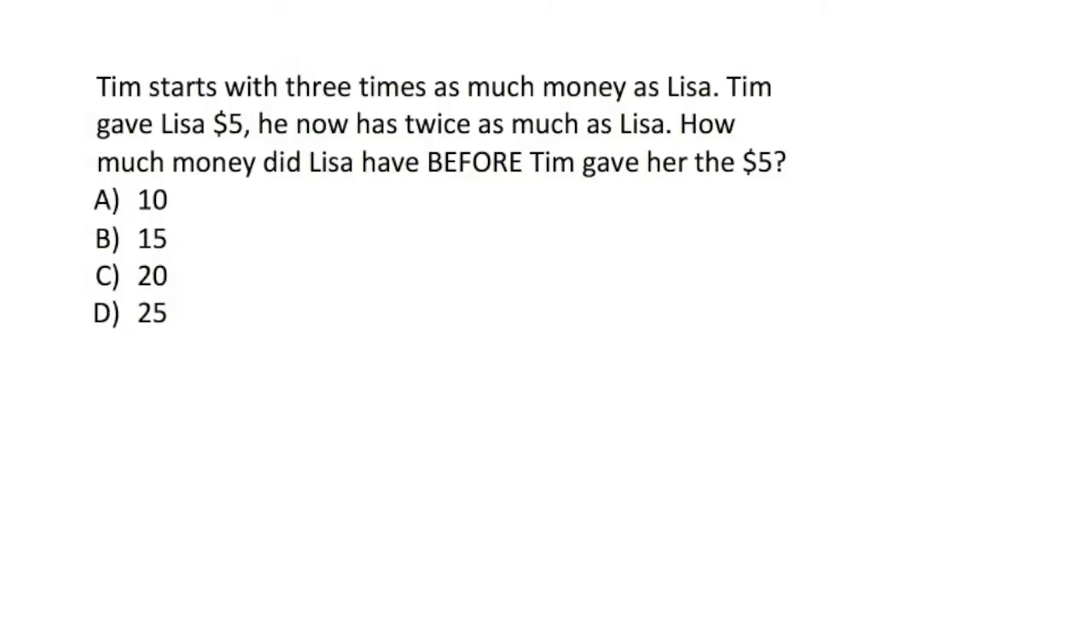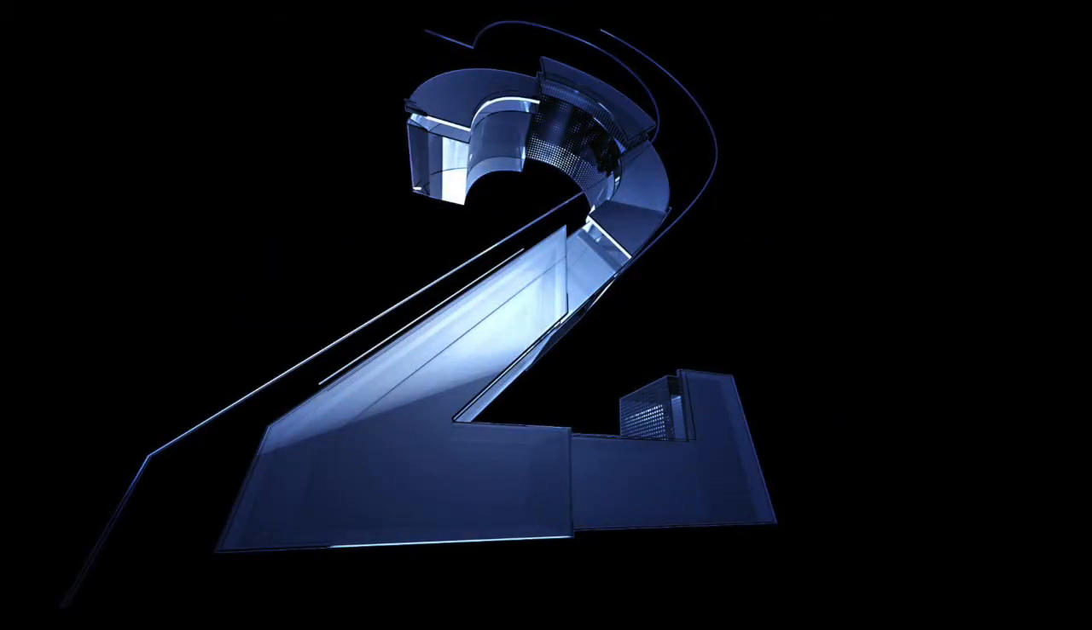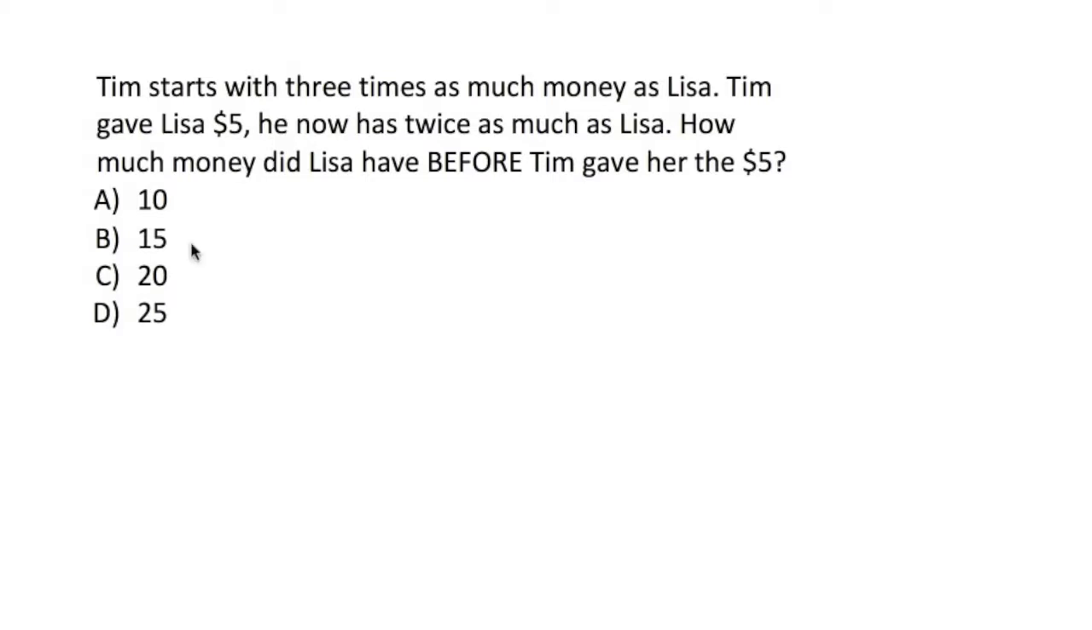In the first problem, Tim starts with 3 times as much money as Lisa. Tim gave Lisa $5. He now has twice as much money as Lisa. How much money did Lisa have before Tim gave her the $5? If you feel like you can do this on your own, go ahead and hit pause and give it a shot now. I'm going to reveal the answer in 3, 2, 1. Our answer for this question is B, 15. If you got that right, feel free to move on to the next example. If not, let's do it together.